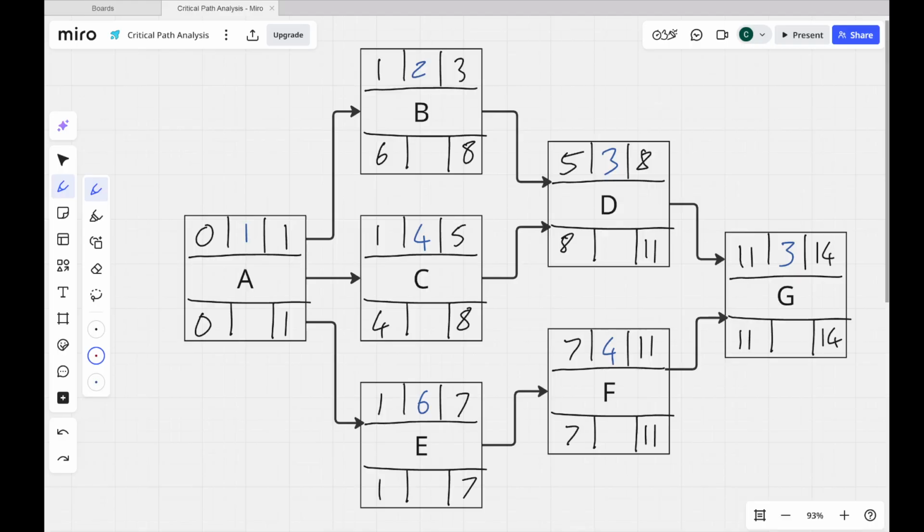So I want to compare this number and this number. So I want to compare the latest start with the earliest start. So we're looking for the difference. So the latest finish, subtract the earliest finish. So 0 minus 0 tells me that the total float for task A is going to be 0. So this minus this equals that.